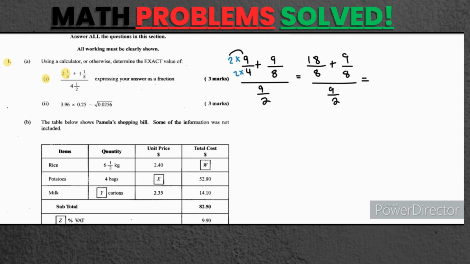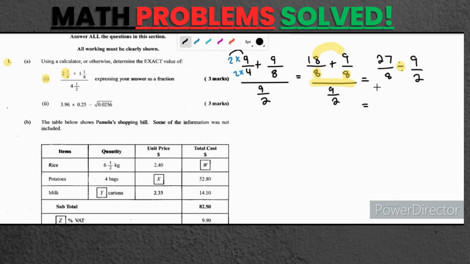Then you will simplify it more. Here 8 and 8, the denominators are equal. So you will simply add the numerators. 18 plus 9 is 27, right? Over 8. And here you can see this sign. This sign is actually the division sign. You can also write it as divided by 9 over 2, right? Then you know how to solve this division sign and this operation.